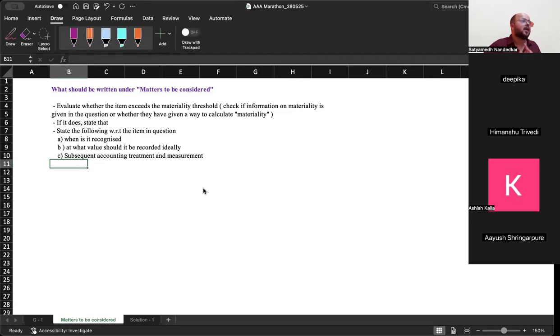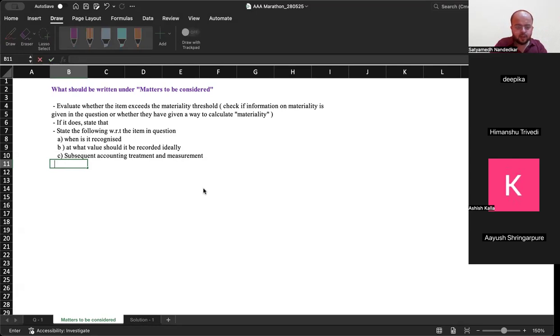For example, if you are talking about financial instruments and your financial instrument is an investment in debt instruments which are held for trading, then ideally what you should write is that the matter we'll consider is whether this particular investment in debt instrument was shown at fair value through P&L. Then in subsequent accounting treatment and measurement, if it is a non-current asset, write that we should consider whether that particular asset was depreciated in the correct way, something like this.